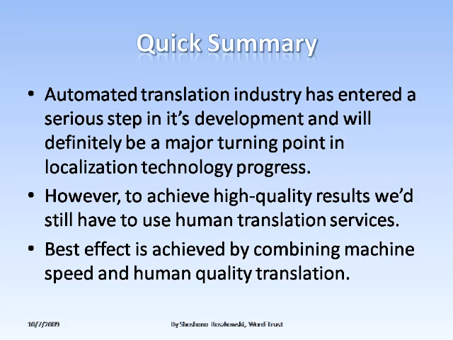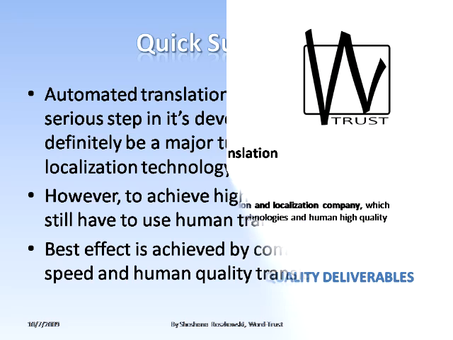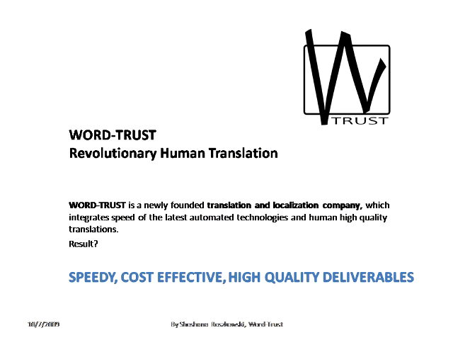Humans are very flexible, they can adjust anything to anything, as opposed to machines, which will just have ready formulas prepared by the same humans. I also believe that the best effect is achieved by combining machine speed and human quality translation, and basically that's what we do at wordtrust. We combine the best of two worlds, and therefore we produce really great quality translations.